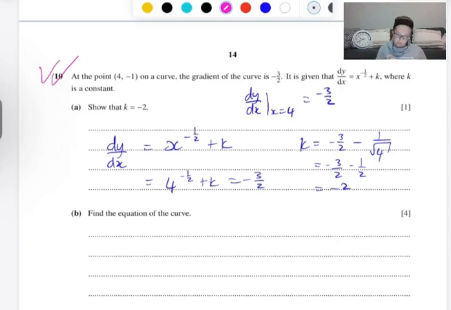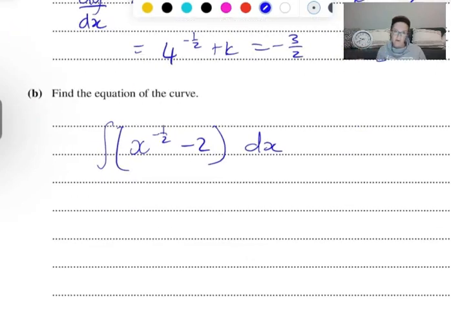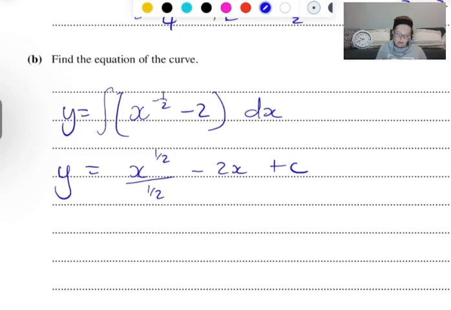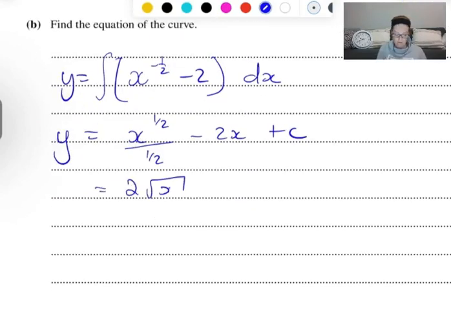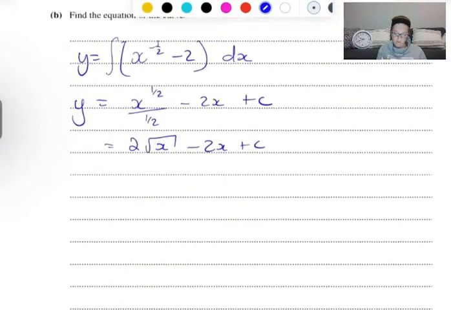All right, so we are going to integrate x to the minus a half, and then k is minus 2, dx. It's an indefinite one. We're going to be finding an equation. X, we go up a power, divide by the new power. It's not the definite integral. We need a c value. Okay, so here that's going to be 2, that's basically root x. Okay, and we're going to plug in the point 4 and minus 1.